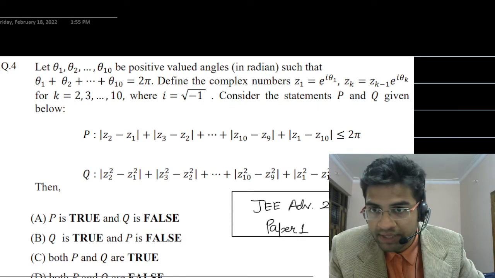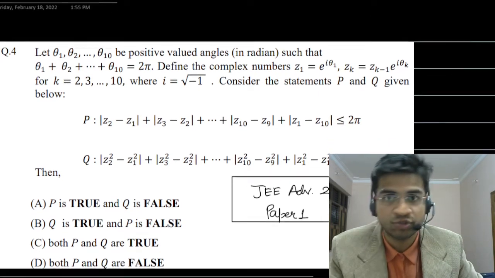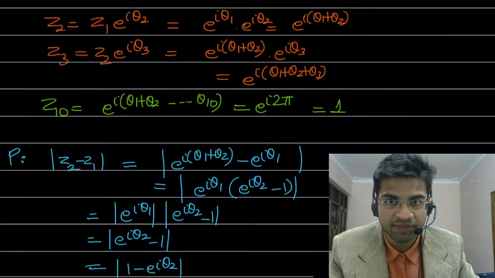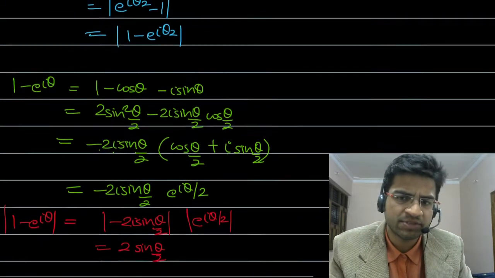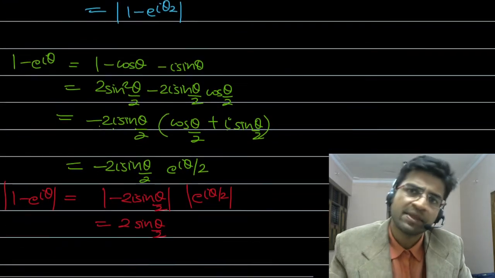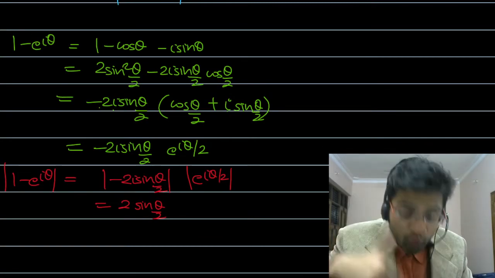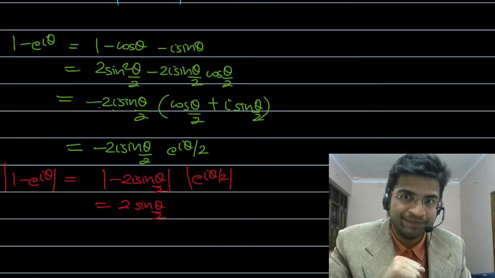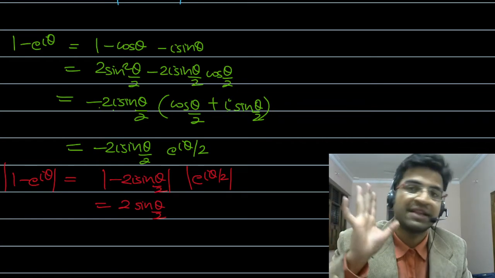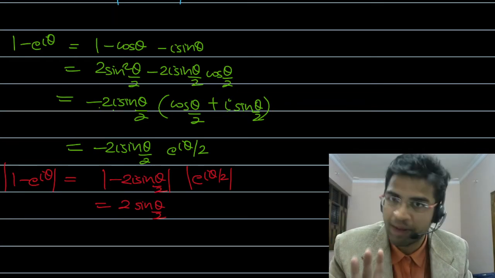See, theta, they all are positive valued angles and their sum is 2 pi. These 10 angles, their sum is 2 pi. But even though their sum is 2 pi, what we can comment upon the individual angle is that they will be between 0 and 2 pi, isn't it?